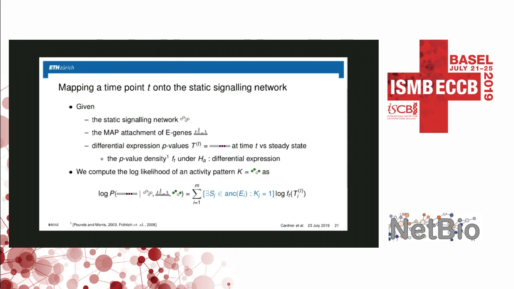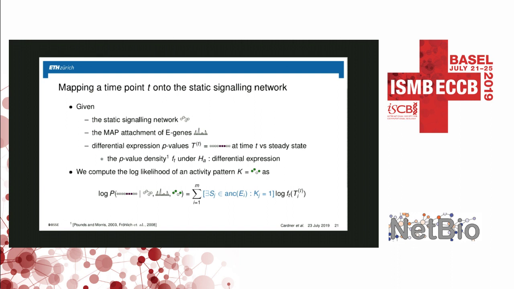So that was the, let's say, graphical intuition. I'll just use 2 slides to show you a bit more of the details of how we do this. We have now a time point, small t, which is before the steady state time point. And we're given now the signaling network, the static network inferred by the nested effects model, the attachment of E genes to that network, the differential expression profile of p-values from the time point t versus the steady state.